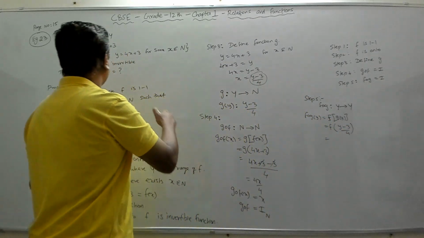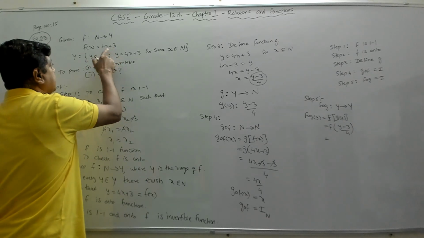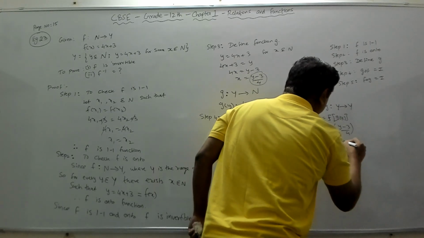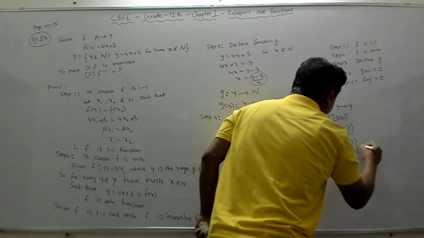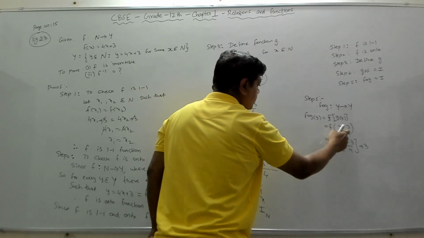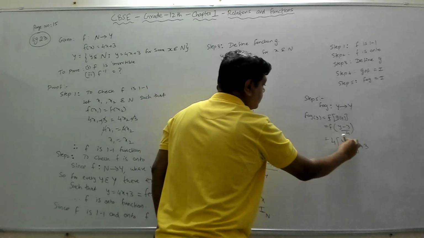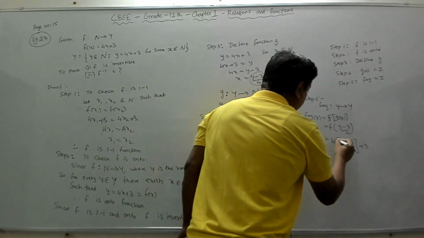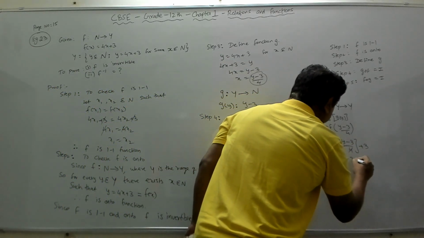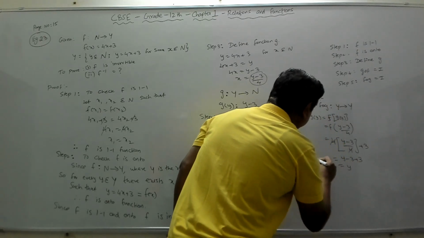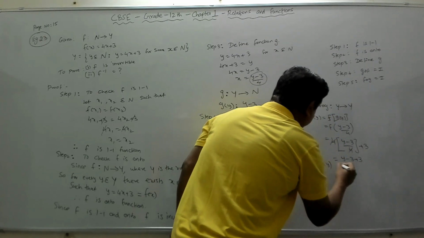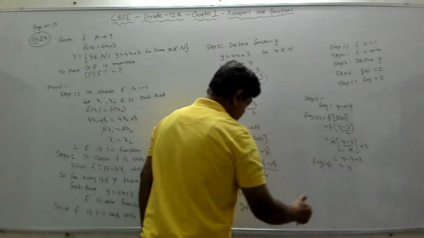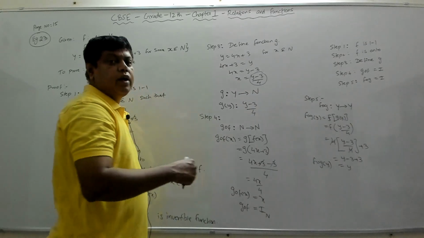Now f of x is what? F of x is 4x plus 3. So you should write 4 into x, where x is this one, y minus 3 by 4, plus 3. Because f of x is 4x plus 3, in the place of x we have y minus 3 by 4. Now the 4 will get cancelled. You'll get y minus 3 plus 3, which gives you y. So we have got f of g of y is also equal to y, which means an identity function, because y is going to y, x going to x. Those are called identity functions.